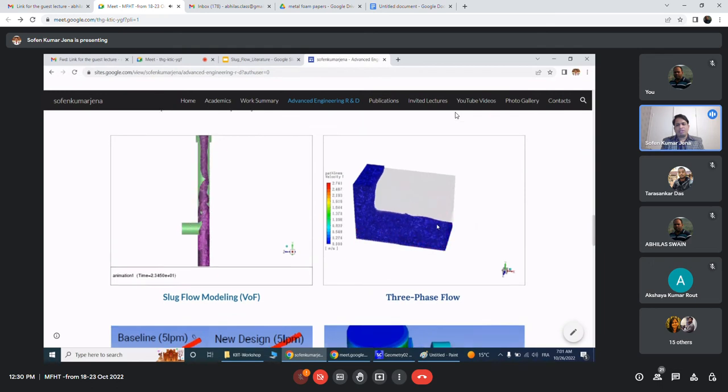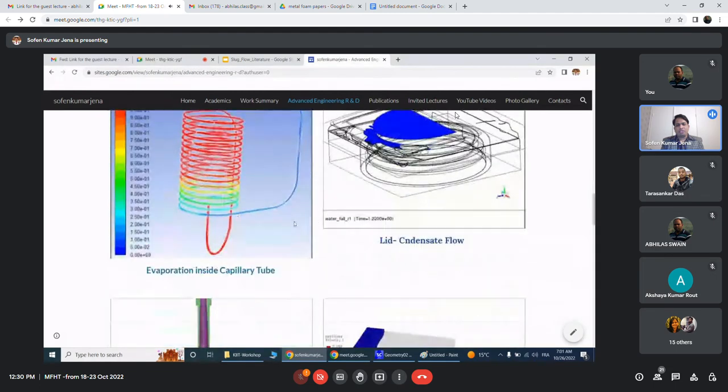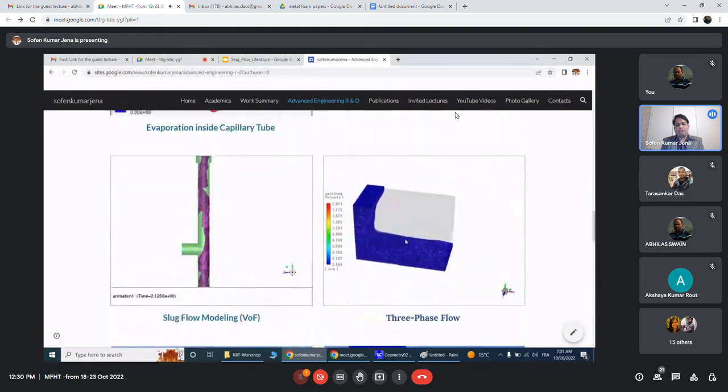So now it's clear. Earlier we used the VOF model somewhere, the mixture model somewhere, the Euler model somewhere, based upon the applicability. So you have to choose which model to use for which application. All models are not applicable to all problems, right?